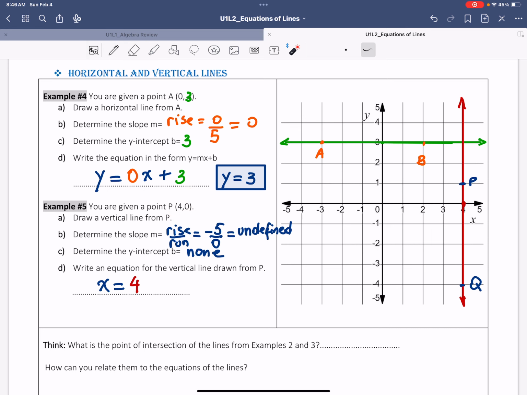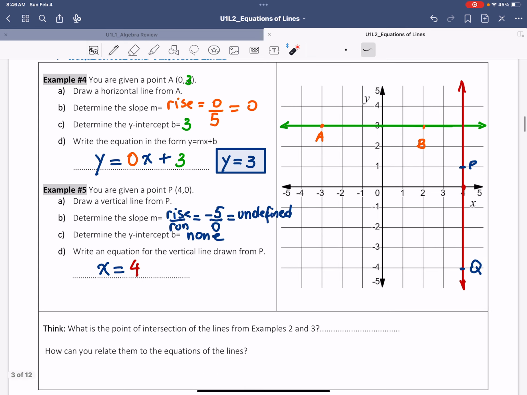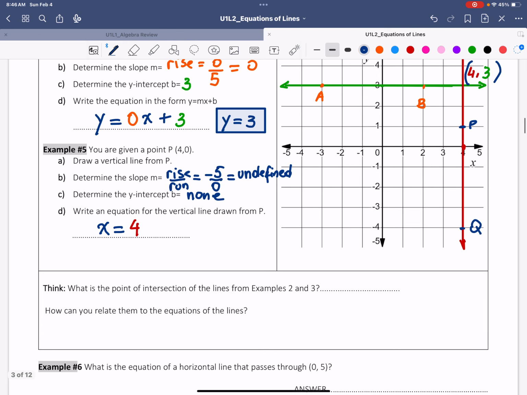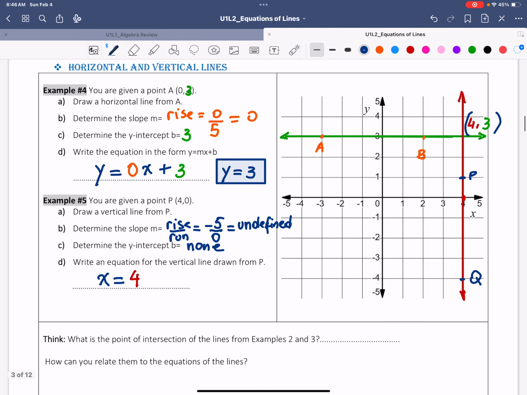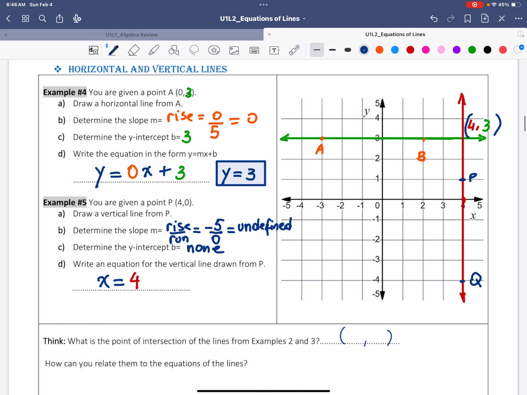Now, if we were to determine the point of intersection between these two lines, we would say that the x-coordinate is 4 and the y-coordinate is 3. So if you're ever given a question on the test that says, graph this horizontal line and graph that vertical line, find the point of intersection, all you have to do is grab the x from the vertical line, the y from the horizontal line, and that would be your point of intersection. 4 and 3.